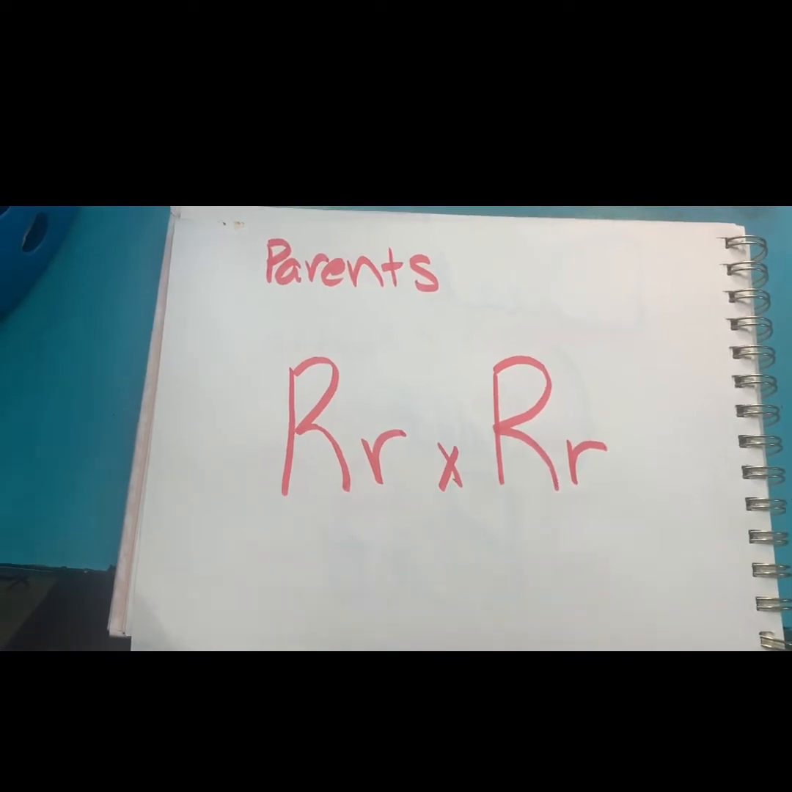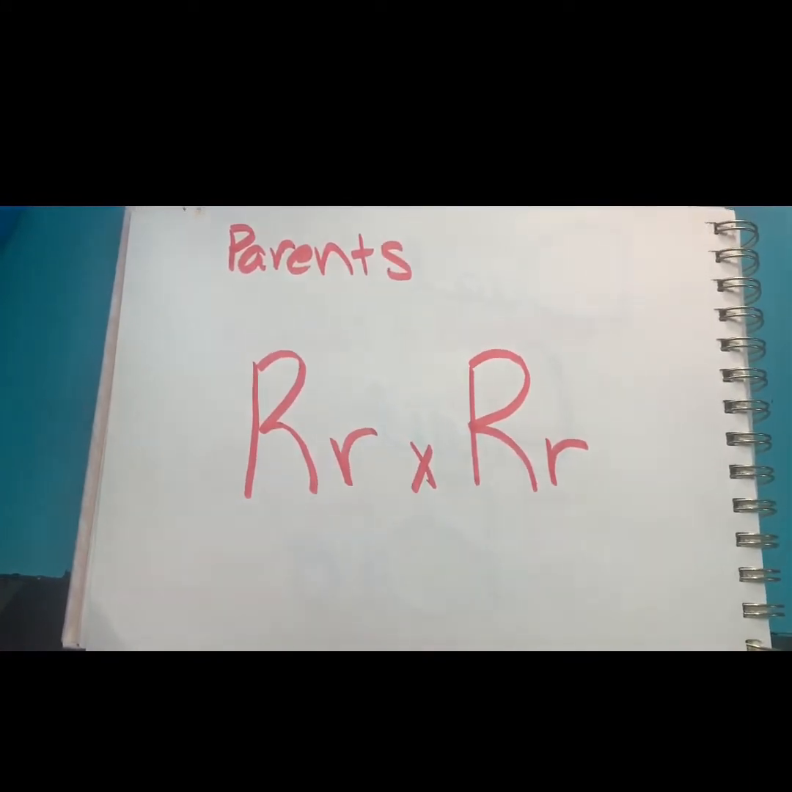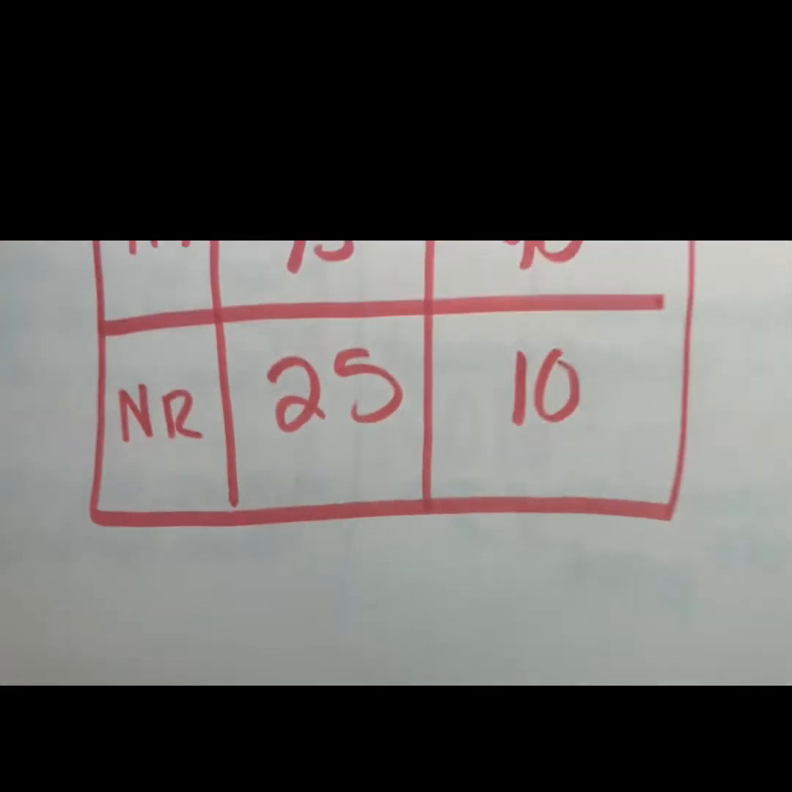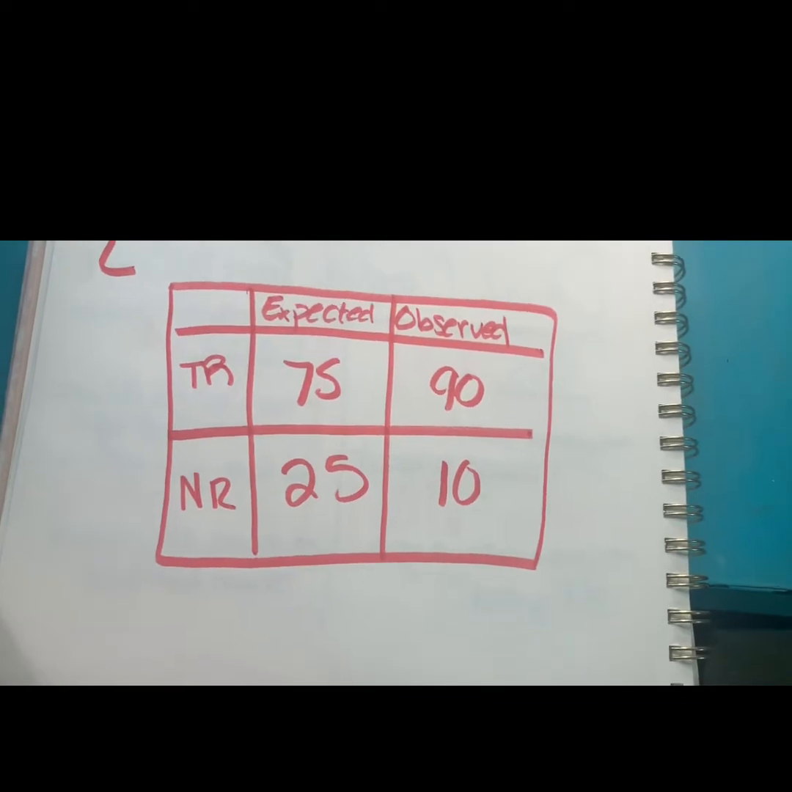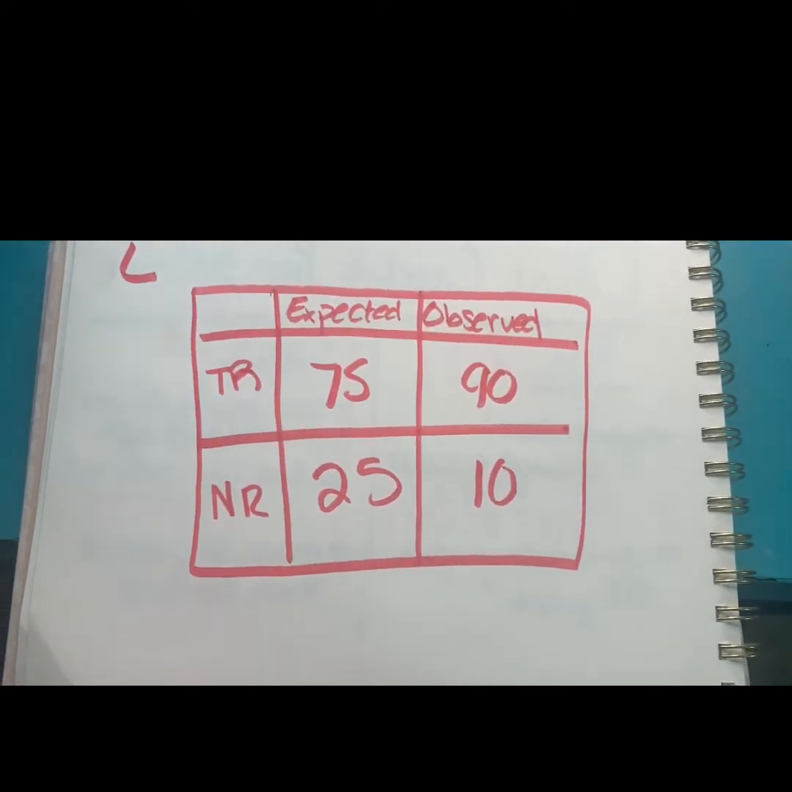Say we find out that both of the parents are heterozygous. By doing a Punnett square, we can figure out that the expected values are to be 75 tongue rollers and 25 non. Here are your expected and observed values.